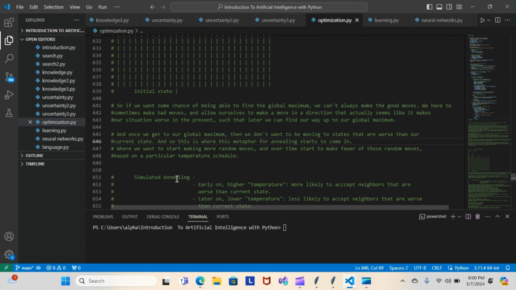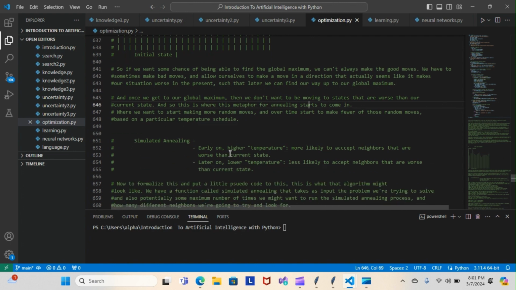Now, this is a simulated annealing definition right here. Let's go over that. So it says that early on, higher temperature, more likely to accept neighbors that are worse than current state. And later on, lower temperature, less likely to accept neighbors that are worse than current state. So what that means is when the temperature is higher, our program is more likely to accept neighbors that are worse than the current state. Later on, when the temperature is lower, it's less likely that we accept neighbors that are worse than current states. So high temperatures mean we can move freely. Lower temperatures mean that we're pretty much locked in place.